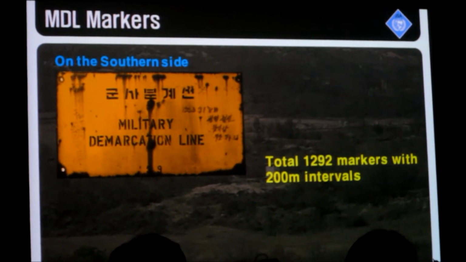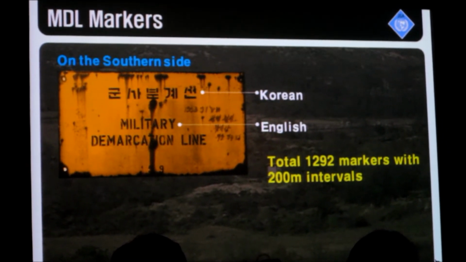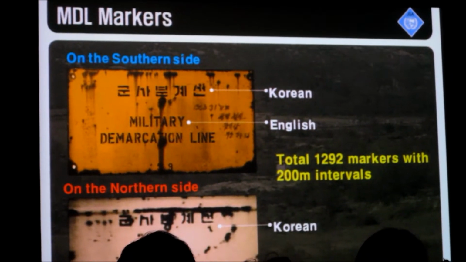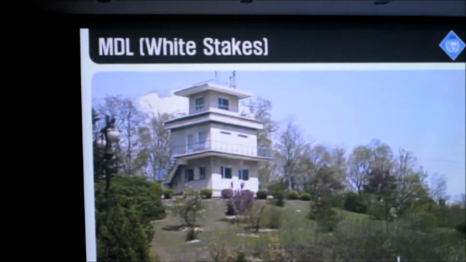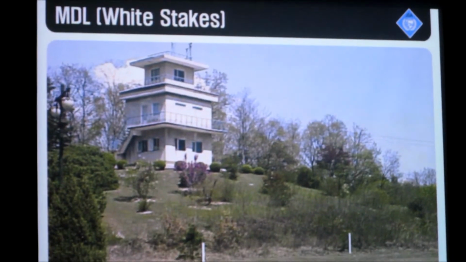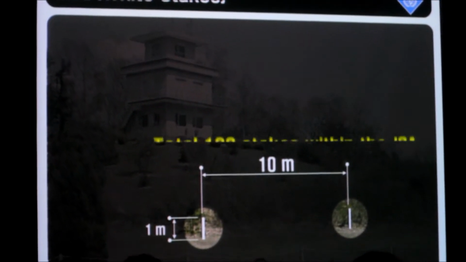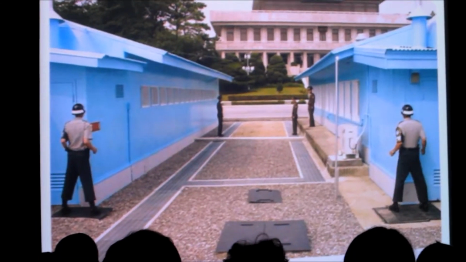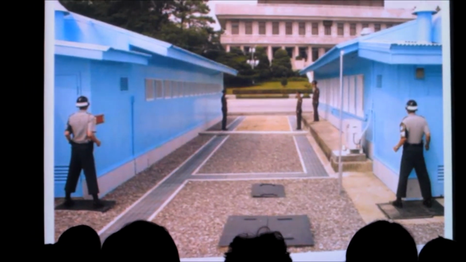Now, on the southern side, these signs are labeled in Hangul or Korean at the top and English at the bottom. While on the northern side, they are labeled in Hangul at the top and Chinese at the bottom. It further extends inside the Joint Security Area itself. The MDL is more clearly defined by a series of white stakes that stand at approximately 1 meter in height and are spaced at 10-meter intervals. Now, this further extends on the conference row, bisecting each building with a 17 by 5-inch concrete slab.